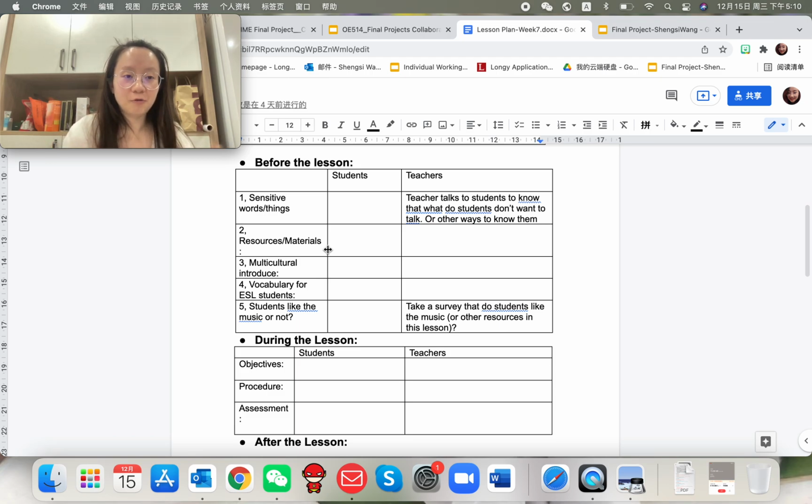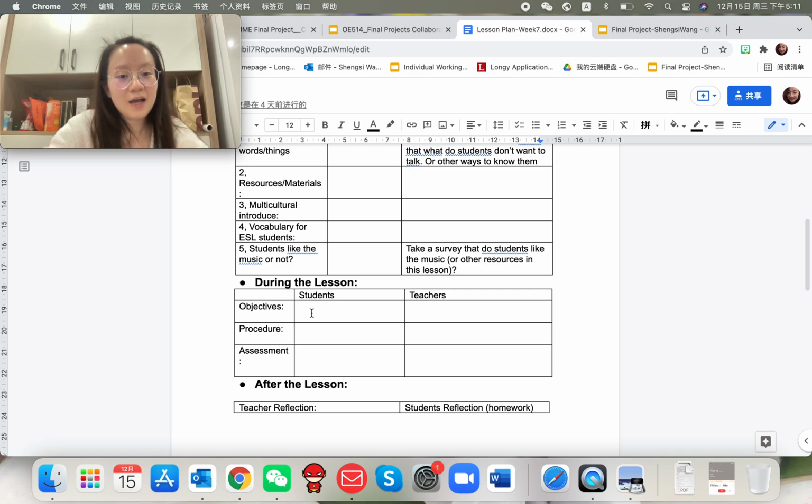So I think before the lesson I need to introduce some vocabulary for the ESL students. It is very important for them. And the fifth one is we need to ask students whether they like the music or not. For example, we need to take a survey of our students. For example, next lesson we will learn Twinkle Twinkle Little Star, and we need to ask our students, do you like it? If almost all the students don't like this song, I won't teach it, I think. It is very important.